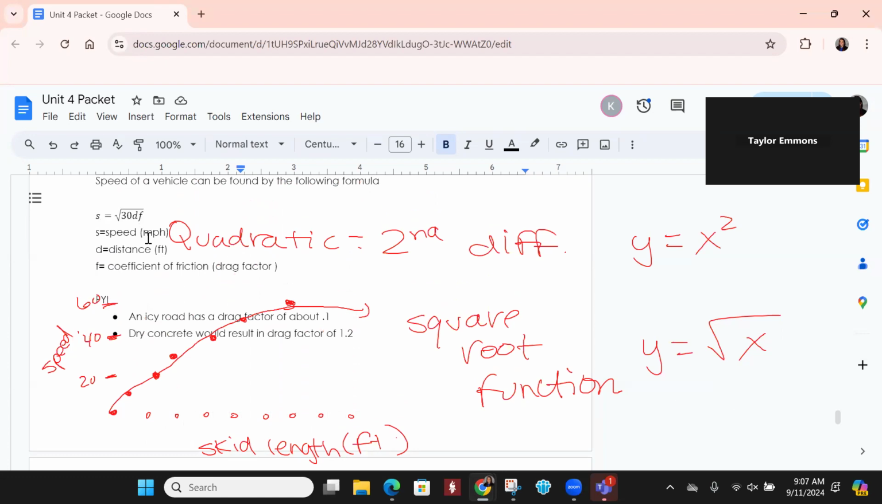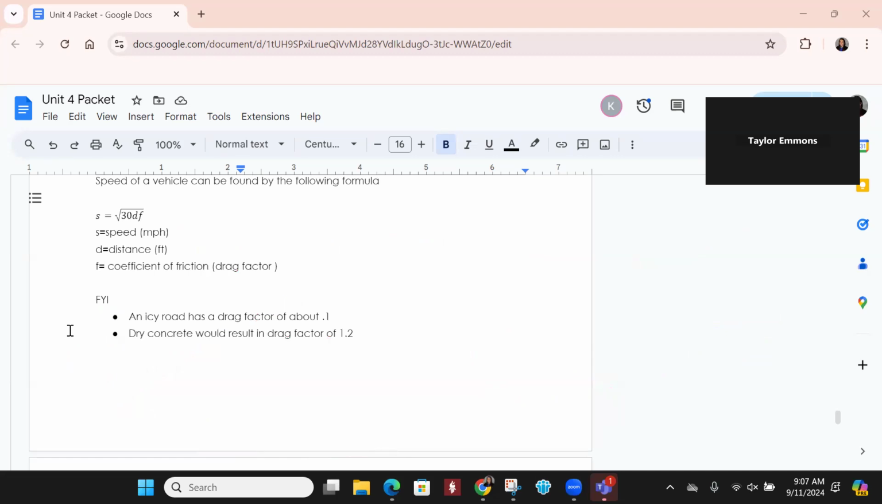Okay, so we know what friction is? Throwback to physics. What is friction? Contact. Okay, so contact. As you are trying to stop from rolling forward, there is a contact that happens, right? So there is also a drag that happens. Just for your information, an icy road has a drag factor of about 0.1. Dry concrete would result in a drag factor of 1.2.